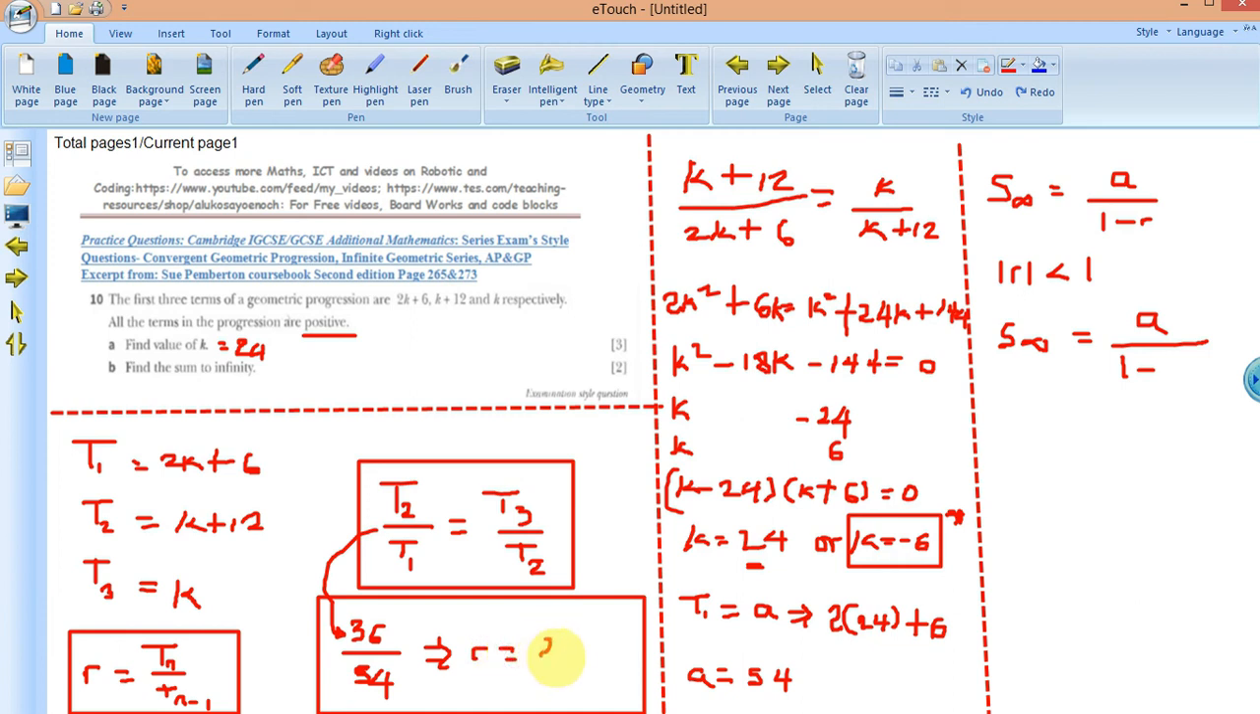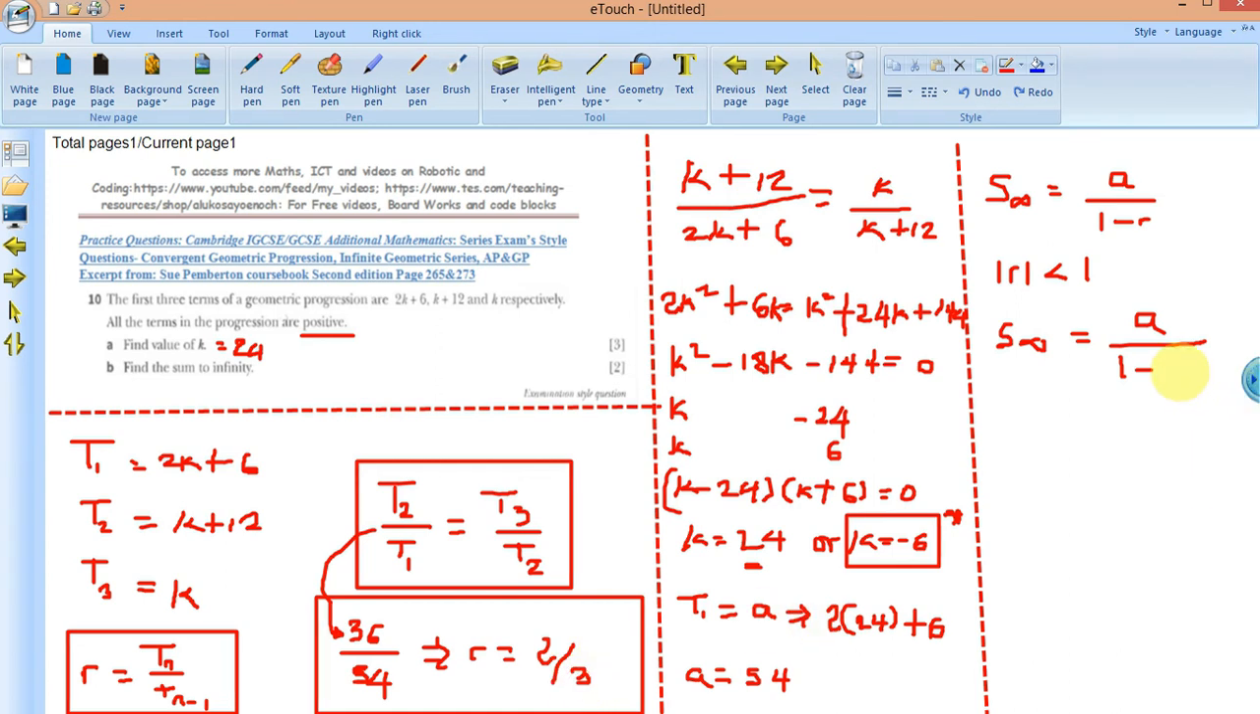If you like, you can go ahead and do t3 over t2. You are still going to get the same answer. So my r here is 2 over 3. Okay, I'm supposed to have put the value. Sorry about that. Okay, so what is a? a is 54. This is a here, guys. 54 divided by 1 minus 2 over 3. So 1 minus 2 over 3, that's 1 over 3. So that should give me 54 divided by 1 over 3. So I can go ahead with my calculator.